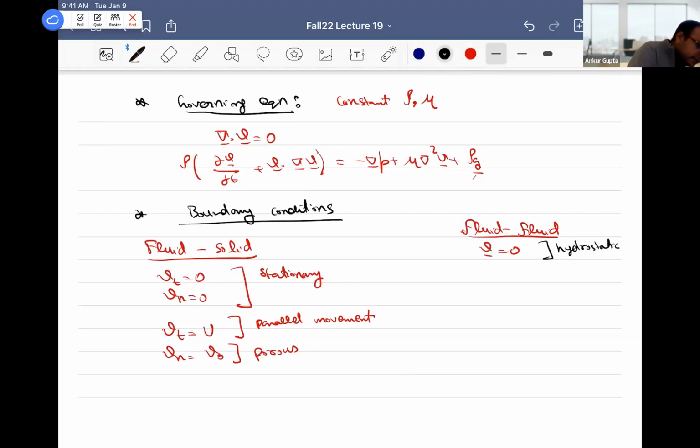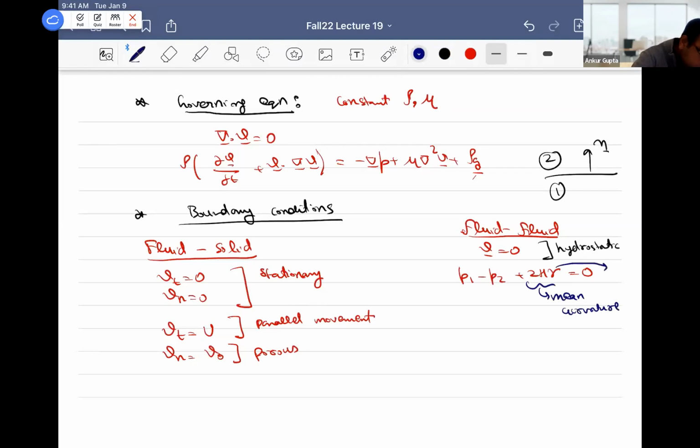Hydrostatic. And so here the boundary condition is P1 minus P2 plus 2H gamma is equal to 0. And remember the normal vector goes from interface 1 to interface 2. Felipe has a very nice video in the supplementary videos which tries to tell you the sign of this equation, the curvature. So I highly recommend that. It's confusing, and I have always been confused, and we basically have clarified for the first time in the course how to make sure this is consistent, where H is the mean curvature and gamma is the surface tension.